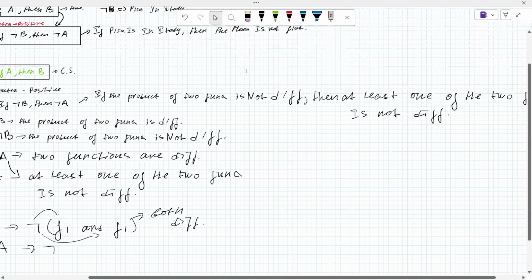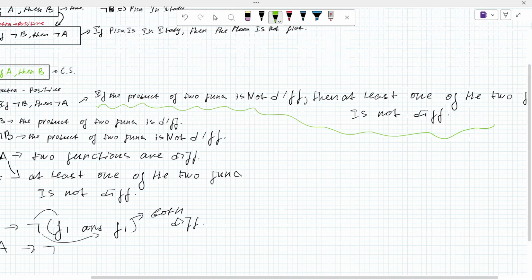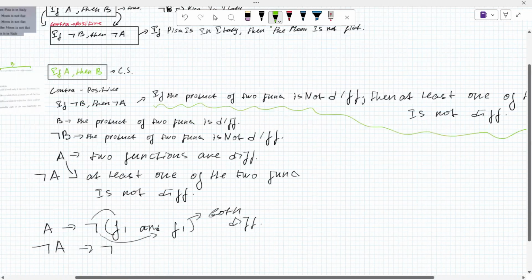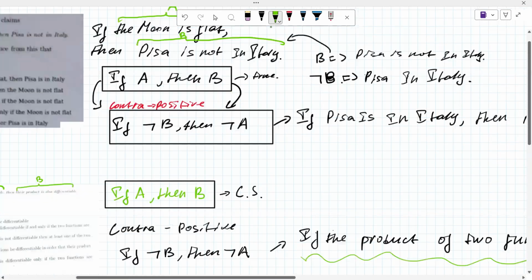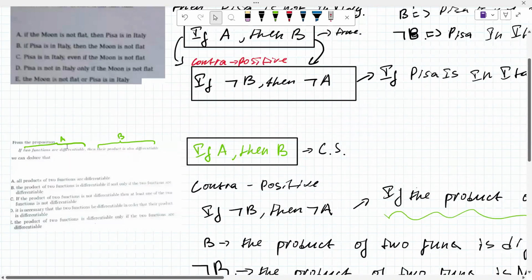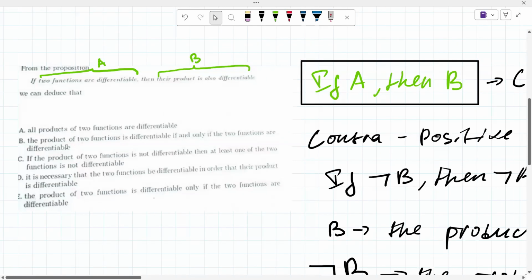So this is the final answer. I'll just denote it in green. If the product of two functions is not differentiable, then at least one of the two functions is not differentiable. Okay, let us search for the right answer. A, all product of two functions are differentiable. C, if the product of two functions is not differentiable, then at least one of the two functions is not. Okay, in this case, the right answer is C.